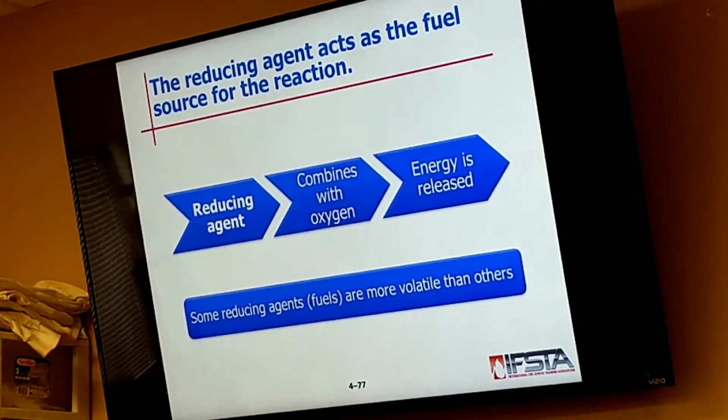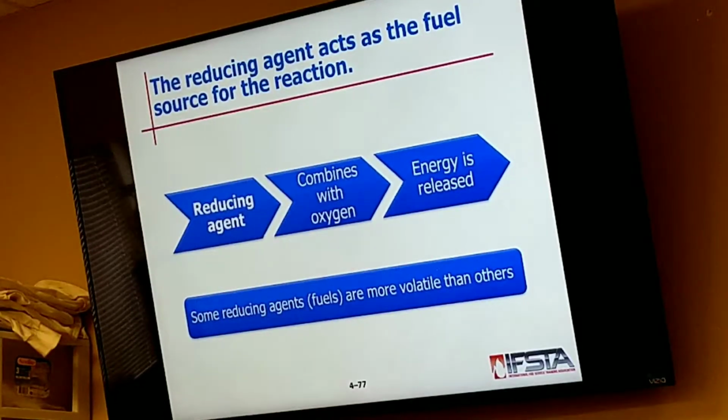Reducing agent in a fire tetrahedron acts as the fuel source for the reaction. Whatever it is, it's going to combine with the oxygen, and when you get the oxygen, you're going to get some type of energy release. Oxidation, reduction, redox. Those reactions can be extremely violent and dangerous because they release tremendous amounts of energy.